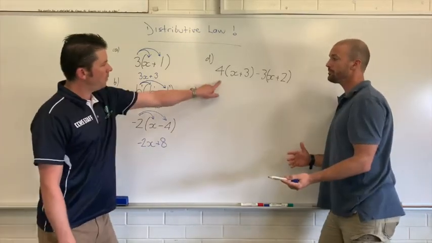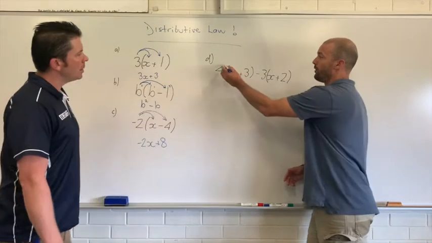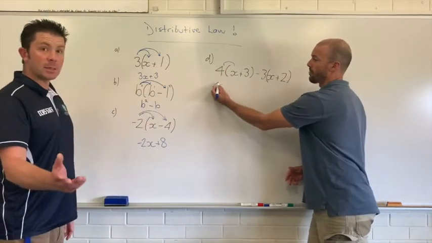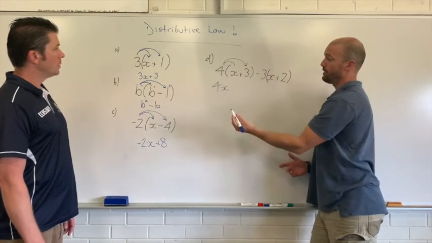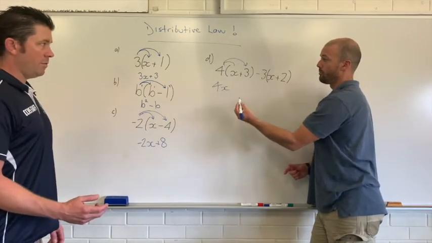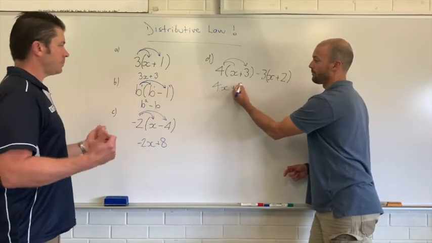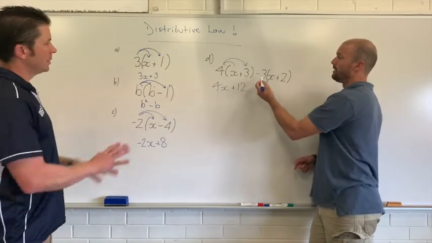So it would be 4 times x, which would be 4x. Easy. And then now we've got 4 times positive 3, which is positive 12, because they're both positive numbers. I've finished there for now. I've done that bit.